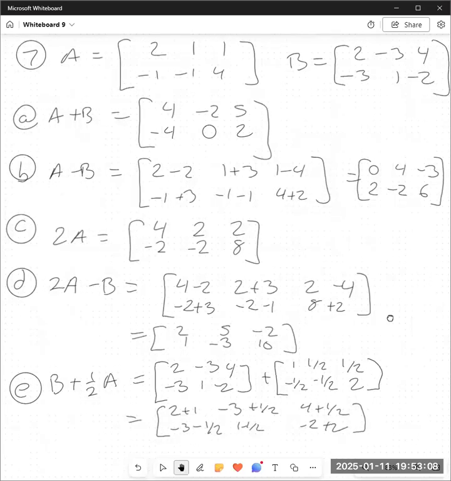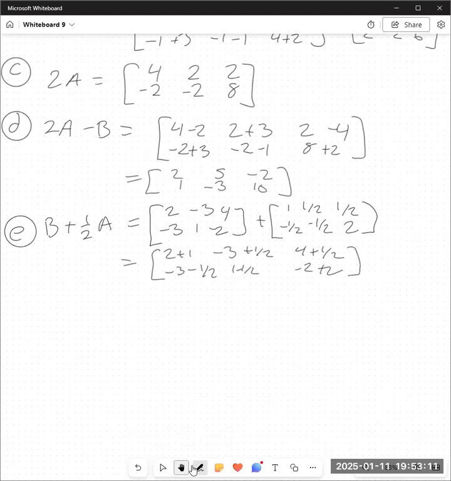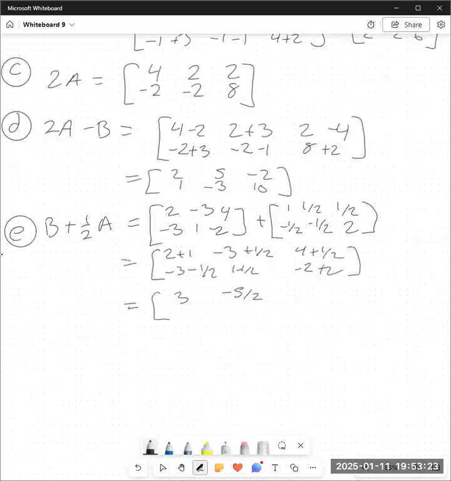So that's going to give me 3, -6/2 plus 1/2 is -5/2. 8/2 plus 1/2 is 9/2. -6/2 minus 1/2 is -7/2. 2/2 minus 1/2 is 1/2. And then 2 minus 2 is 0. So that's it for number 7. Let's move on now to number 13.